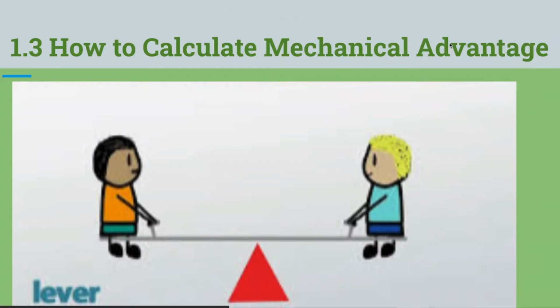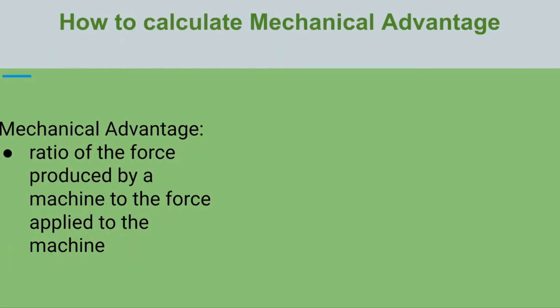All right, welcome back. We are looking at how to calculate mechanical advantage. Mechanical advantage is a ratio of force produced by a machine to the force applied to the machine. It compares the size of the load force to the size of the effort force.